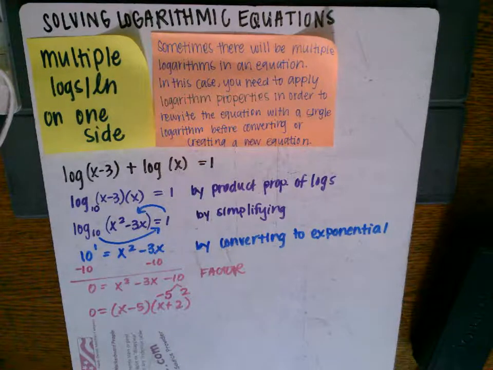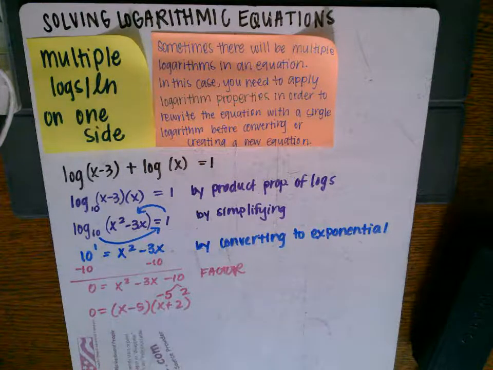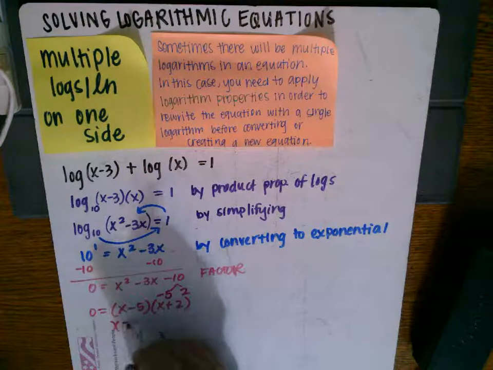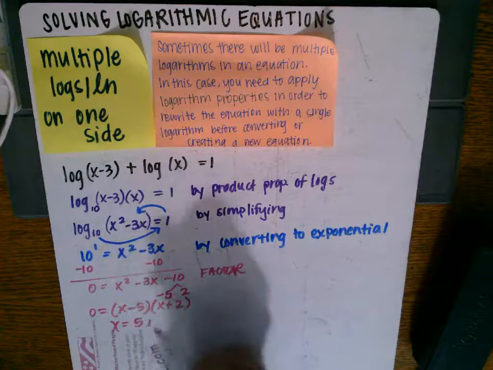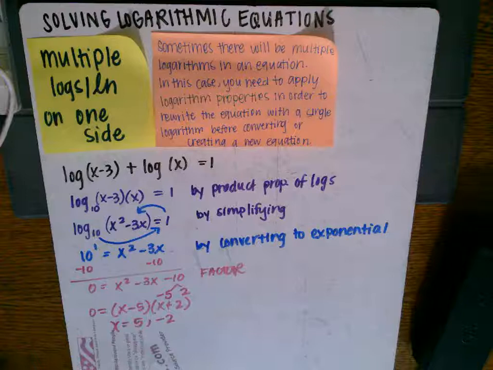By the zero product property, I will set each factor equal to 0. That's the only way that would hold true. And doing so, I get x equals positive 5 and x equals negative 2 as my possible solutions.